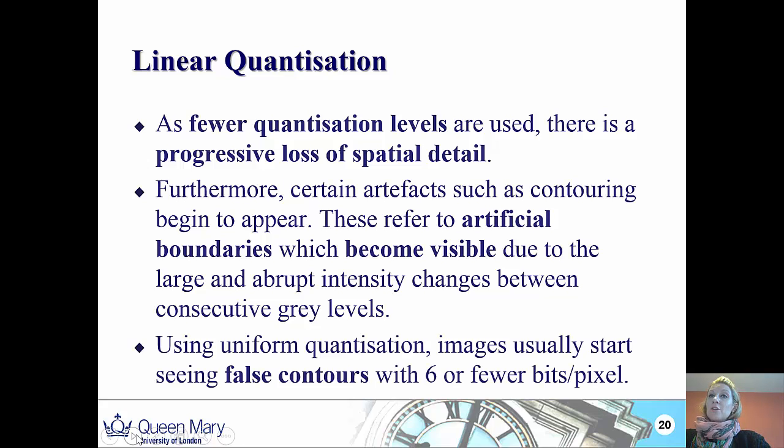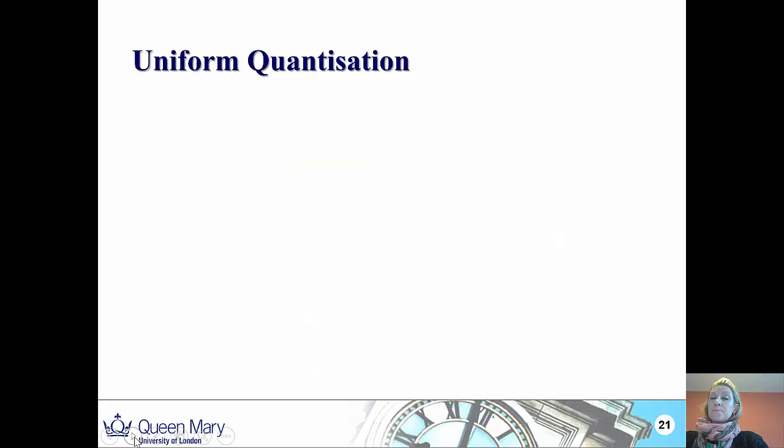So whenever we apply the uniform or the linear quantization, where we've got linear intervals between the reconstruction levels, images usually start to see false contours with 6 or fewer bits per pixel. Okay, so when we're using a lower amount of information to represent the original signal, we begin to introduce distortion into the reconstruction.